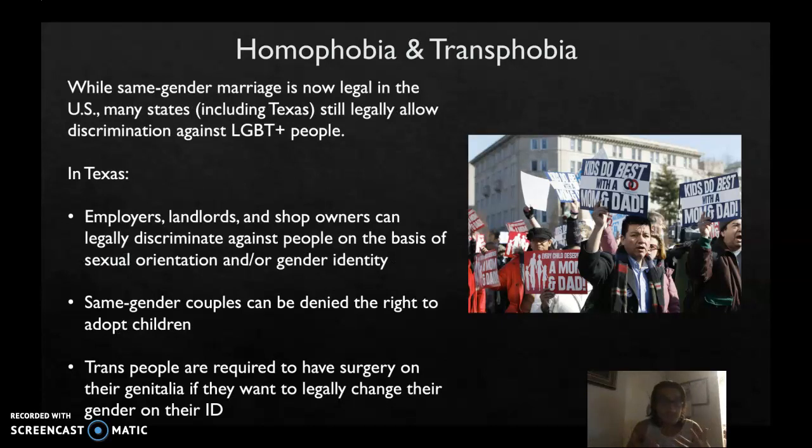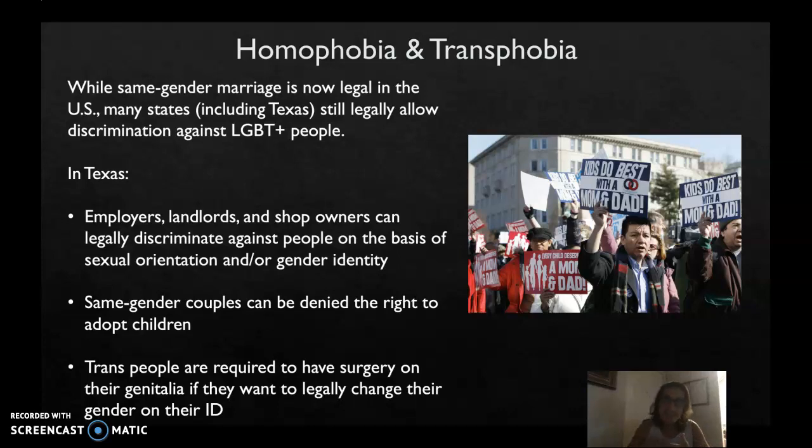So what do homophobia and transphobia look like today? Well, while same-gender marriage is now legal in the US, many states, including Texas, still legally allow discrimination against LGBT plus people. And I should have updated this because, like I mentioned, just 2 weeks ago, the Supreme Court passed a ruling that it is no longer legal at the federal level to discriminate against people based off their gender and sexual orientation. So that's a very recent advancement in LGBT plus equality.